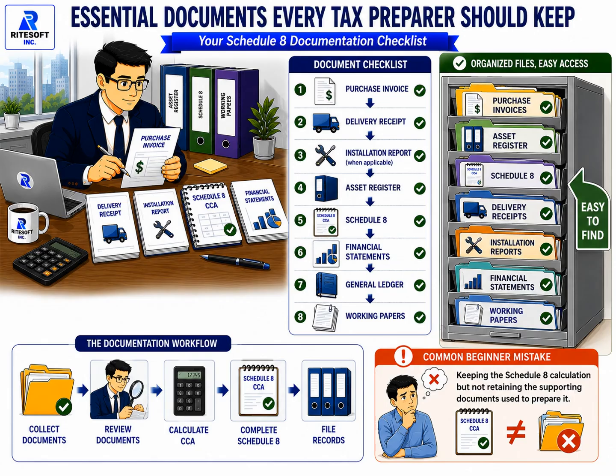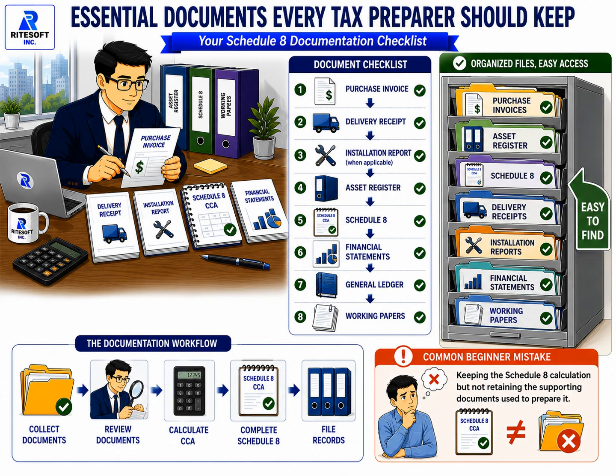Collecting the correct documents is just as important as preparing the capital cost allowance calculation itself. Every number reported on Schedule 8 should be supported by organized records that explain how the calculation was prepared. Let's look at the essential documents that every tax preparer should maintain.